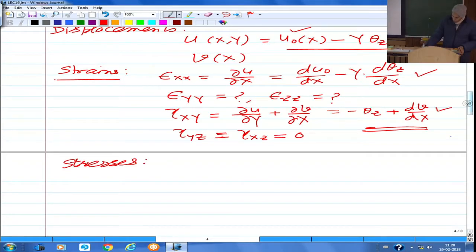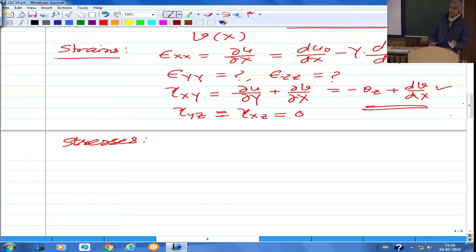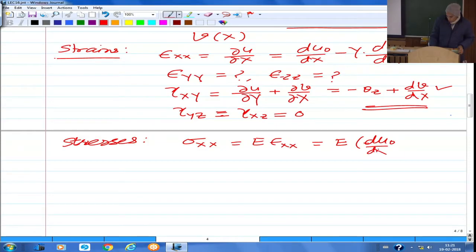Now when you look at the stresses, we assume plane stress condition. Plane stress means that sigma yy is negligible compared to sigma xx throughout the beam. Similarly, sigma zz is negligible, that is 0. So the moment you use sigma yy and sigma zz equal to 0, you get sigma xx as E times epsilon xx, and if you write the expression for epsilon xx, this becomes du naught by dx minus y times d theta z by dx. So this becomes your sigma xx.